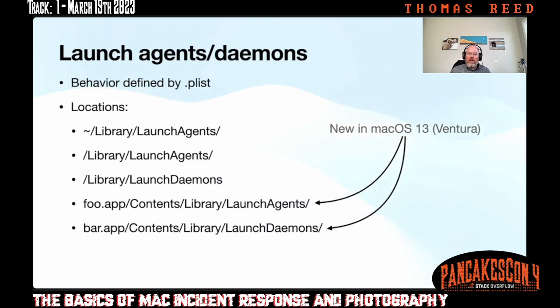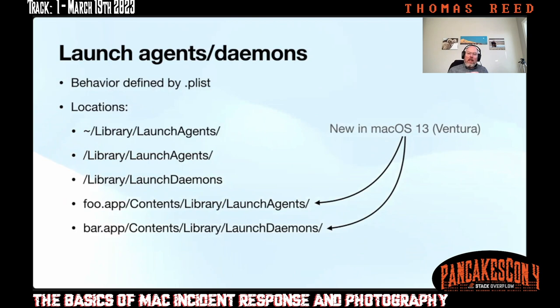There are a couple of new ones as of macOS 13, aka Ventura. And these are internal inside of an app. So if you're not familiar with how Mac apps work, a Mac app looks like a file when you look at it in the Finder, but really it's a special folder with a specific structure. The Finder treats it like a file, but you can dive inside that folder and look at its contents. And so if you look in an app on Ventura, you might find inside of its bundle the Contents folder, then the Library folder inside that. And there may be a LaunchAgents or LaunchDaemons folder there. And that can also hold .plist files.